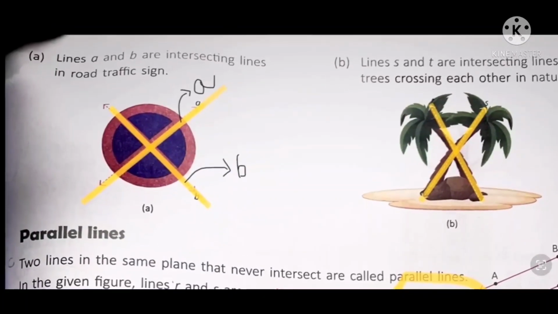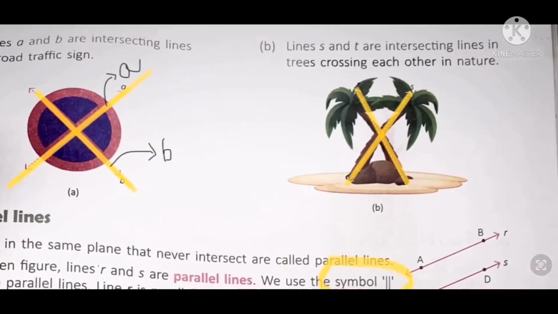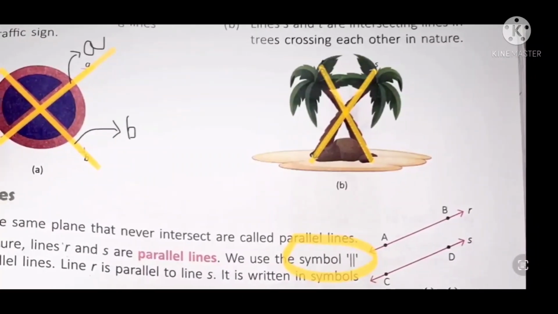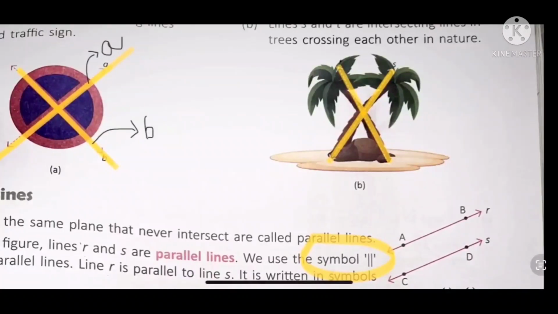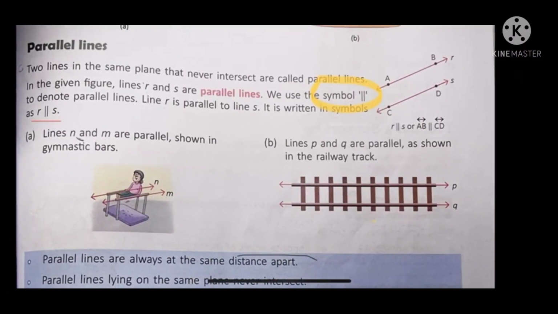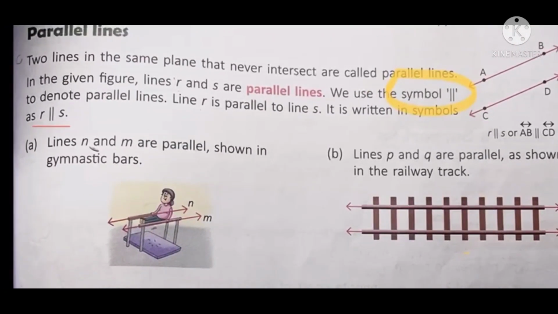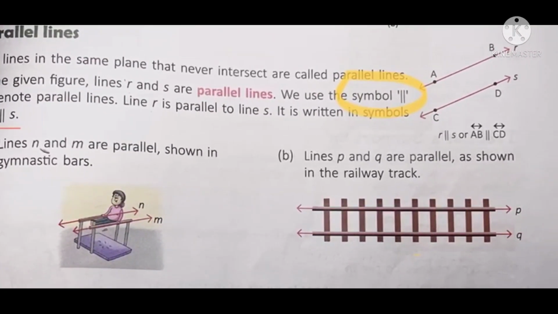One more example: lines S and T are intersecting lines in trees crossing each other in nature. You can see in nature some of the trees intersect. Here I have highlighted lines S and T. So these are some of the examples which we see in our everyday life. Now we are going to discuss parallel lines. Two lines in the same plane that never intersect are called parallel lines.